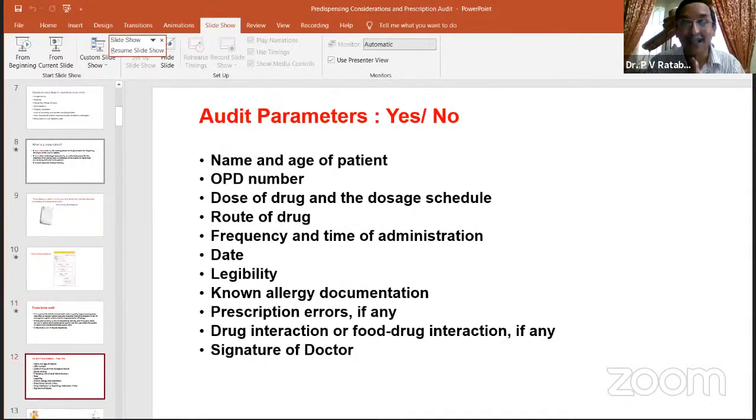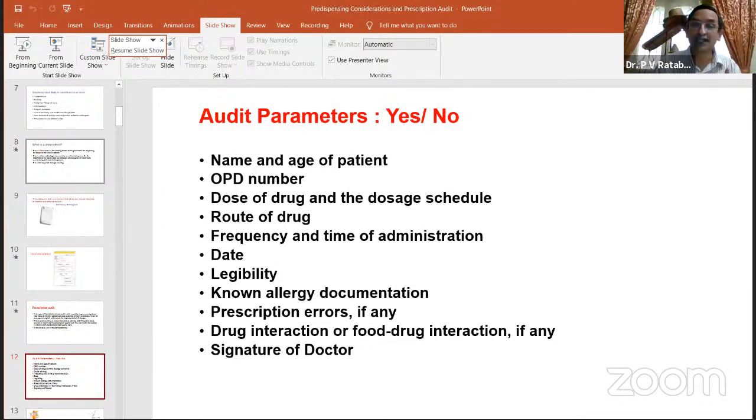So what are the audit parameters? These are the points you will consider before you dispense, whether all these things are there in the prescription, whether yes or no. Name and age of the patient, the OPD number, dose of the drug in the dosage schedule, route of the drug, frequency and time of administration, date, legibility. This is very important, legibility, because there are so many names which are look alike, sound alike. We'll come to it a little later. So legibility is very important.